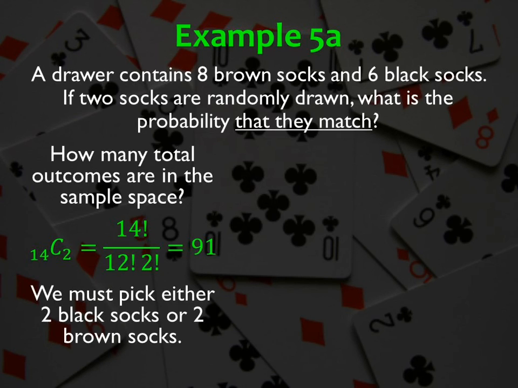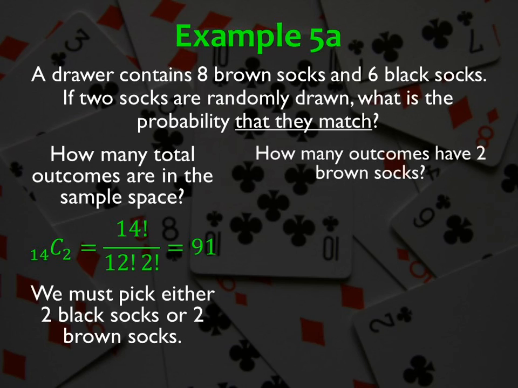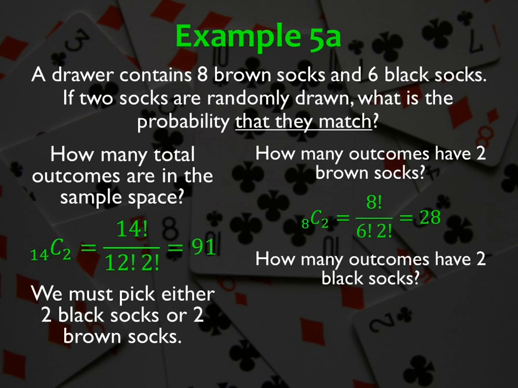So what we need are either 2 black socks or 2 brown socks. So you might want to think, how many outcomes have 2 brown socks? Well, how many brown socks are there? There are 8 of them. We need to pick 2. So there are 8C2 ways to pick 2 brown socks. That comes out to 28. How many ways can we pick 2 black socks? Well, there are 6 black socks, and we need to pick 2 of them. So that's 6C2. Again, the order that we pick the socks doesn't matter, so we're using combinations. That comes out to 15.